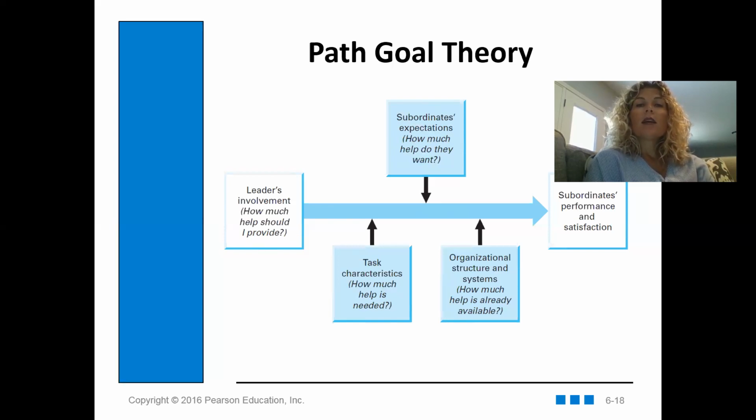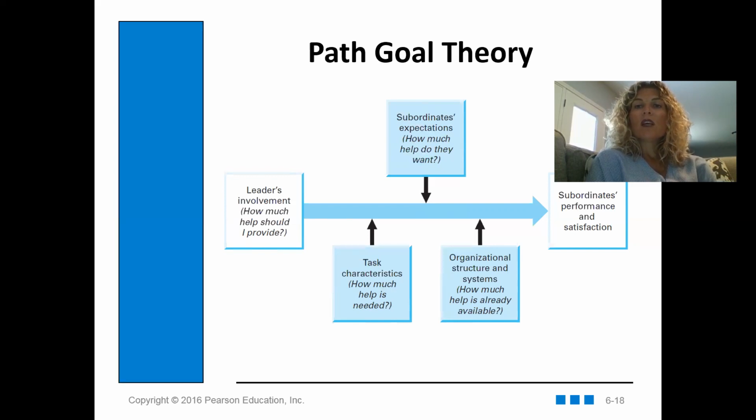The last area that I would want to consider when I'm trying to figure out how much involvement is necessary is the organizational structure and systems that are in place. What does the organization already offer? So I'm not being redundant and reinventing the wheel in any sense, but I can guide my employees to these resources that are already available. Again, that is comforting. That's motivating to employees when the manager is willing to guide them in these different directions.